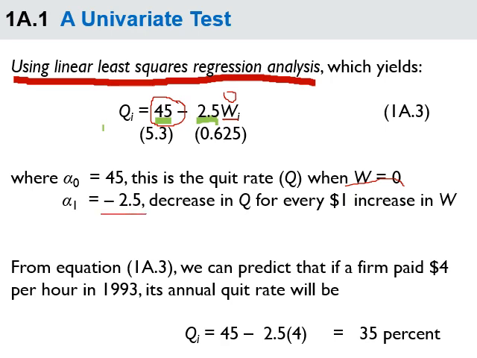طب افرض انا عايزة استخدم الايكويشن دي علشان to predict if the firm paid $4. If the firm paid $4 هلاقي ان ايه بقى الكويت ريت عندها بقى قد ايه. لو paid $4 يبقى هاجي اعوض هنا بدل الويج هحط $4، فالكويت ريت بتاعها هيبقى 45%. يبقى knowing the beta node والbeta 1 قدرت احسب الكويت ريت لما اعرف الويج بتاع الفيرم ده.